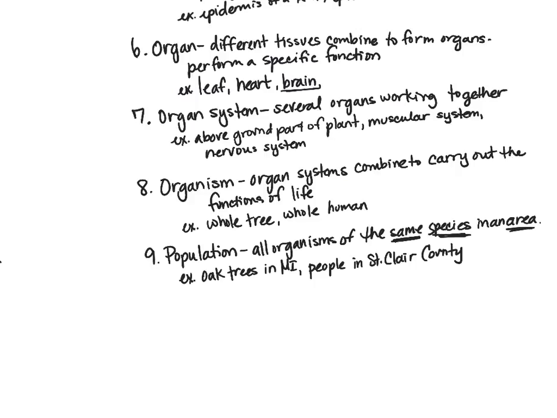So we're talking about people in St. Clair County. We're talking about oak trees specifically in Michigan. So you need to have the organism and the area that it's located in order to be clear that that is a population. Now, if we have different organisms, groups of organisms in a specific area, and put those together, now what we're talking about is a community.